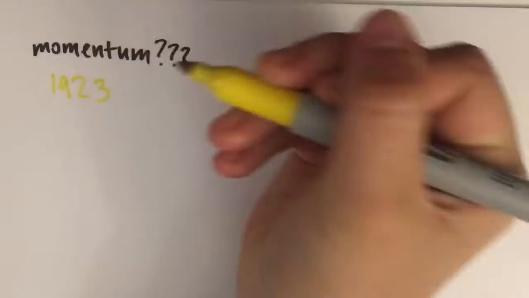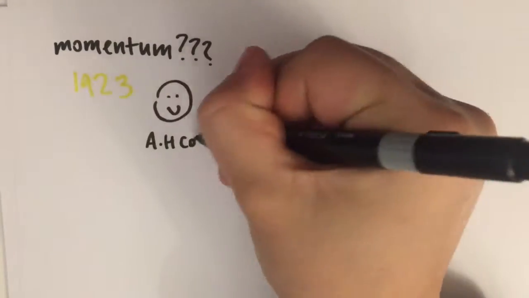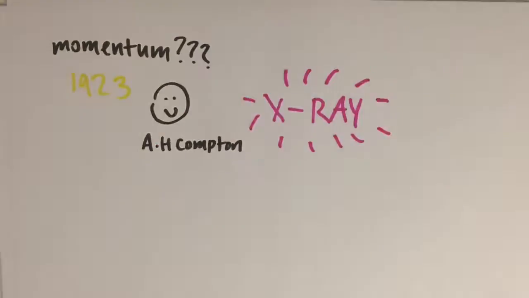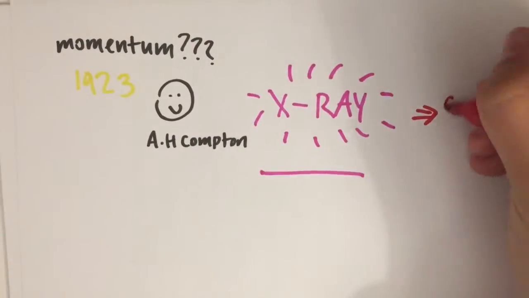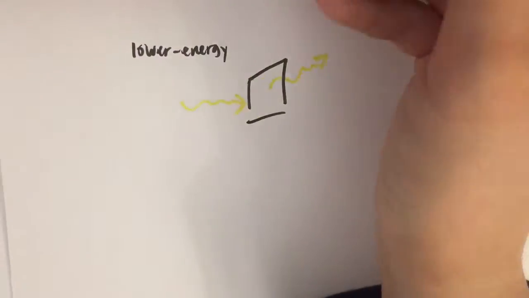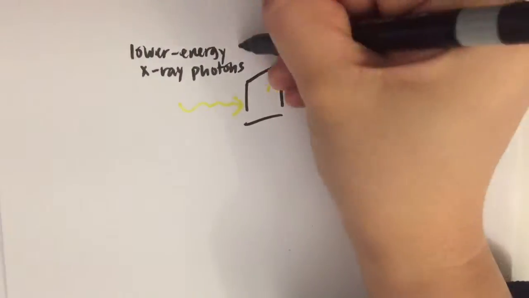But how do we know that photon momentum really exists? Well, in 1923, American physicist A.H. Compton discovered evidence of the momentum carried by the individual photons. His experiment involved a directed beam of high-energy X-ray photons at a thin metal foil. This is what happened in the experiment.